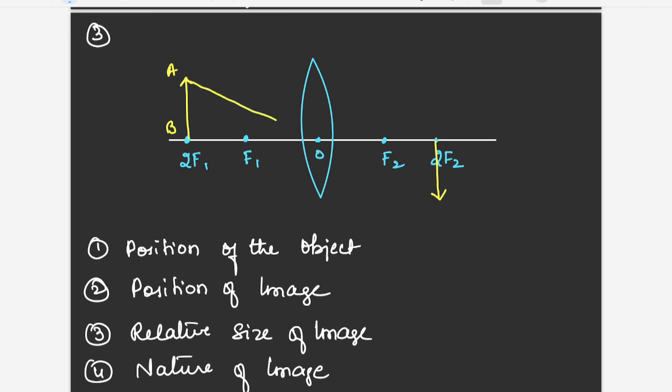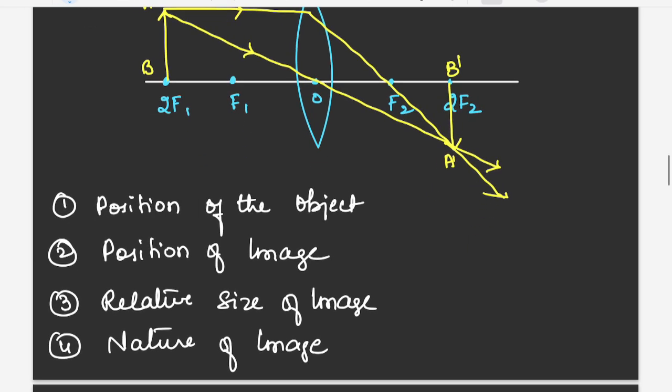So here pass one ray through the optical center. This is one ray which is passing. The second ray, take a ray which is parallel to the principal axis like this. After refraction, it is going to pass through F2. So it should pass through F2 like this. Now the point where both the rays meet is the point where the image is formed. So the image is formed here, A dash and B dash.